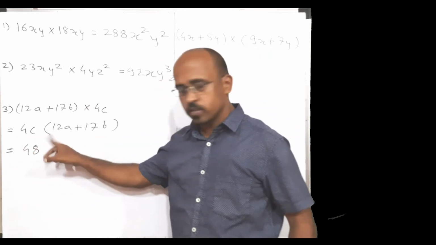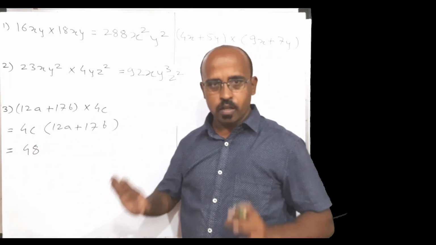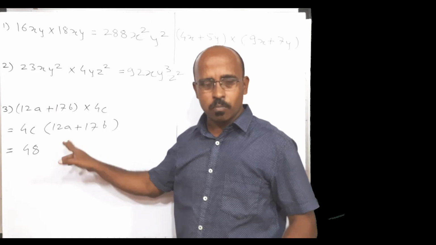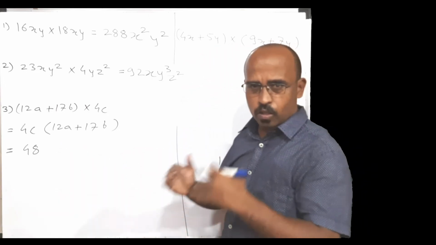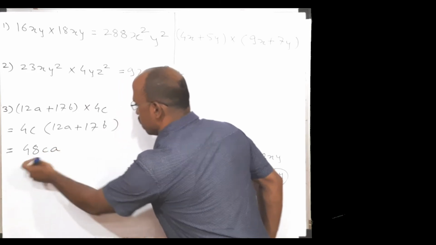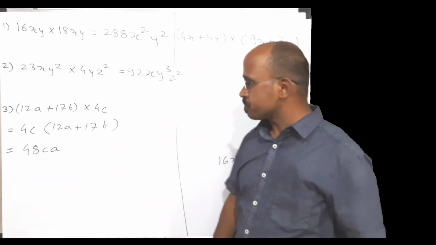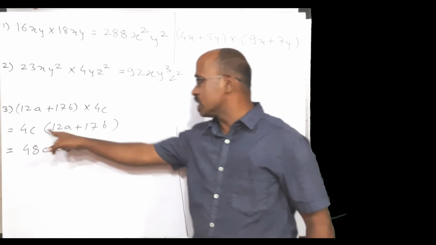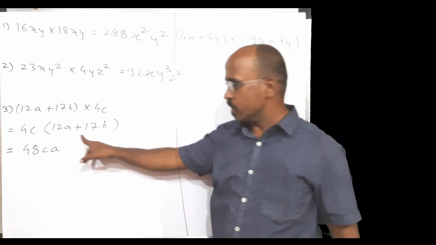Symbols plus plus plus, so plus 48. Variables c and a are unlike, they are not similar, so no need to add their indices. So write it as it is, 48ca. Done. Now 4c multiplied by plus 17b.